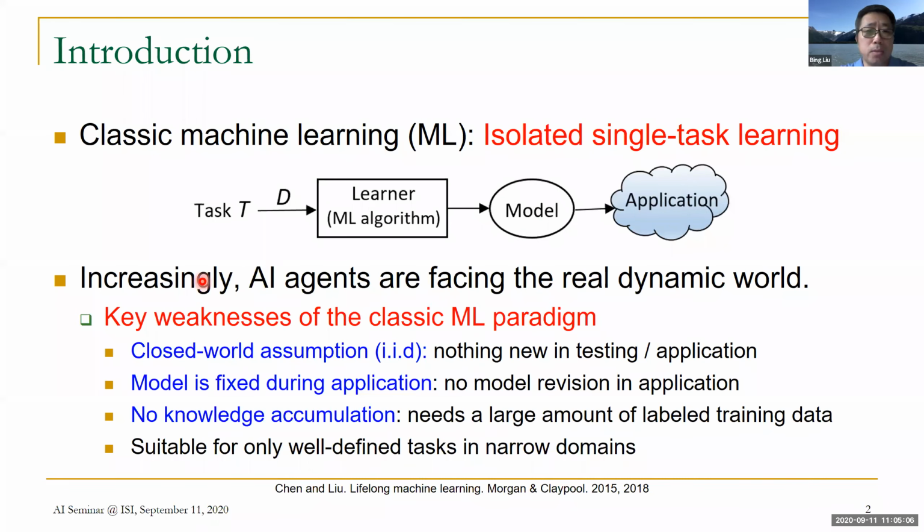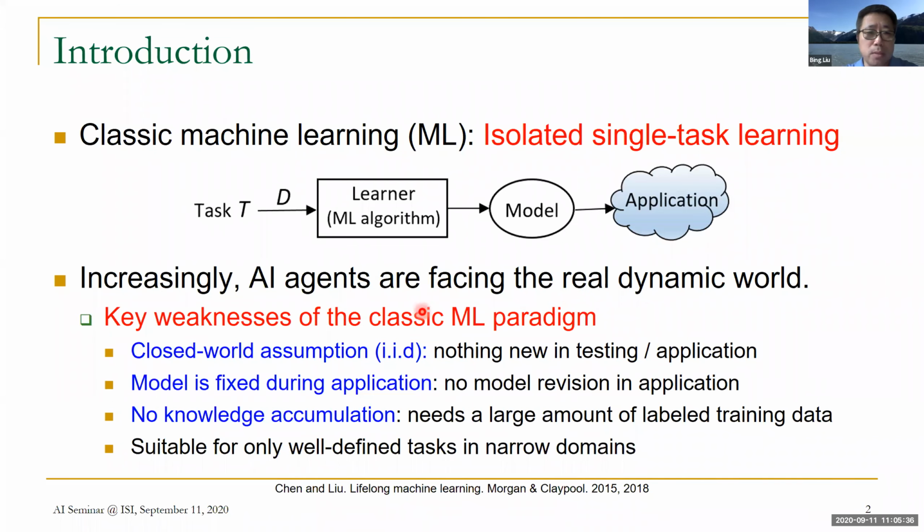However, the situation has been changing in the last couple of years. Increasingly, AI agents or AI systems are being deployed in the real world, which is dynamic. It's not like traditional, very narrow domains. They really have to face the real world, where lots of things are happening, lots of things are changing, and lots of things have never been seen before during learning. So this basically shows some weaknesses of this traditional model.